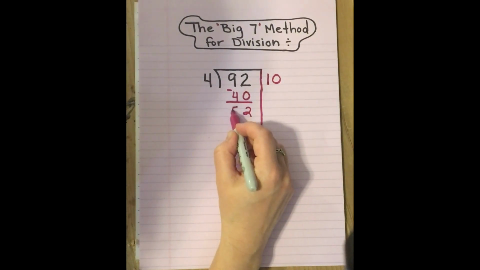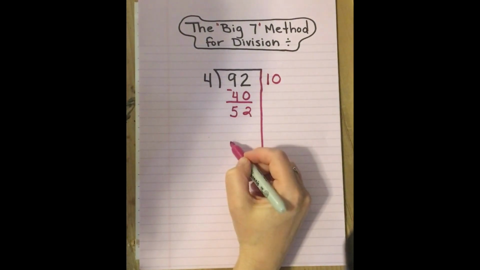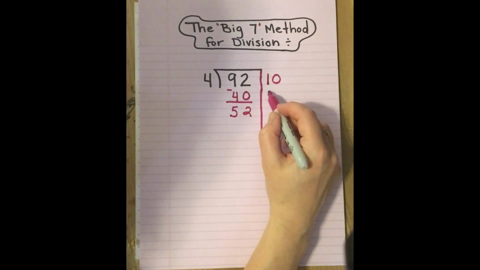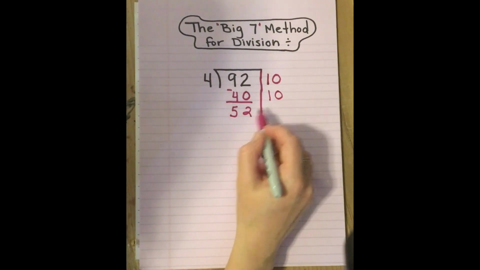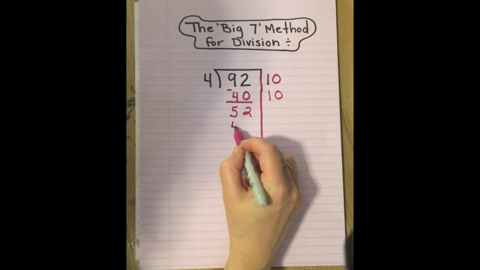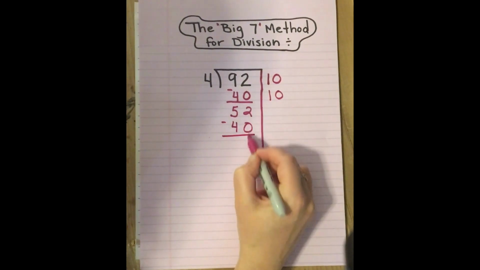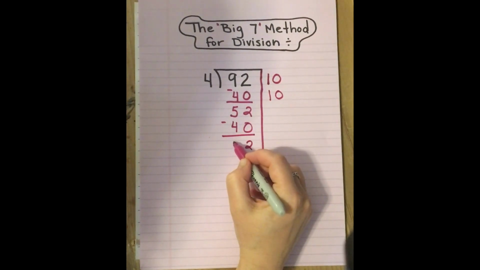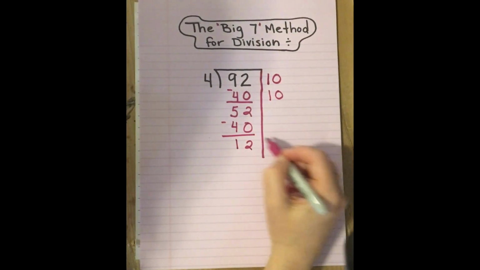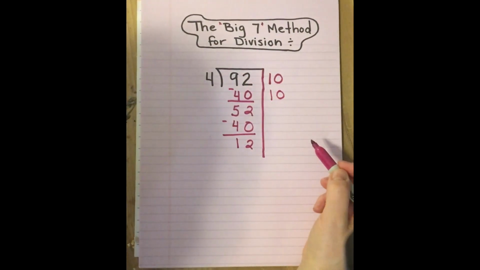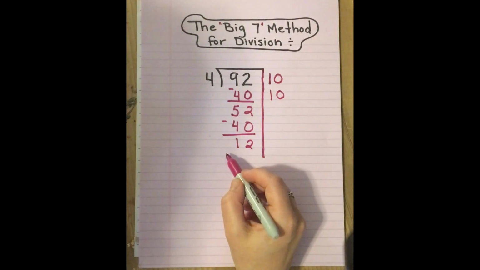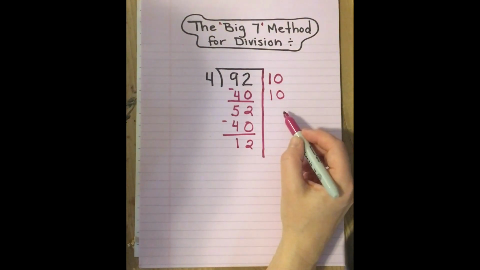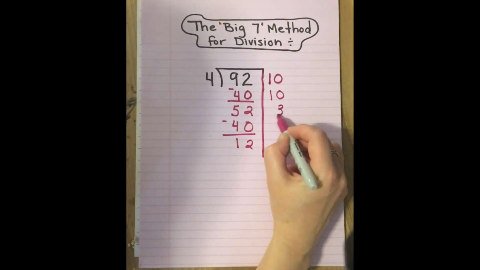I can obviously still take out many more 4s out of this 52. So again, I'm going to take out 10 groups of 4. So I've got 52 minus 40, and that's going to leave me with 12. Now, obviously, I can't take out another 10 groups of 4 from 12 because it is not big enough to take away 40 from. So this is where knowing my multiples really comes in handy.